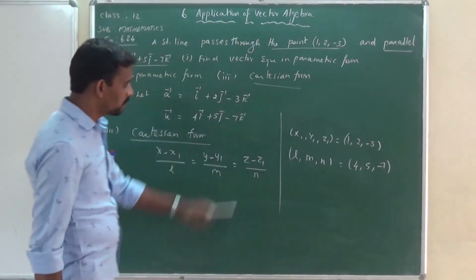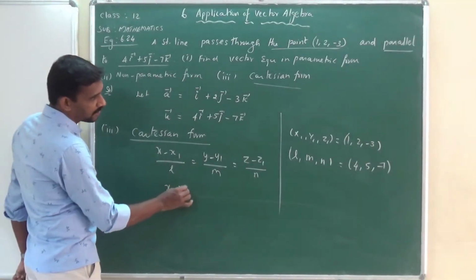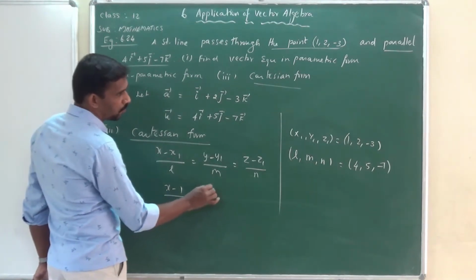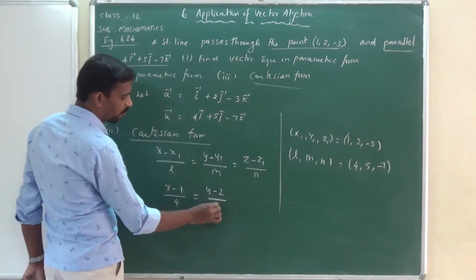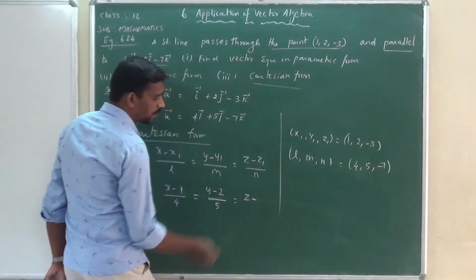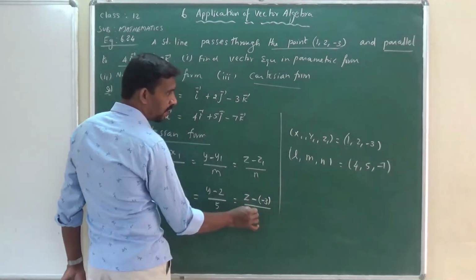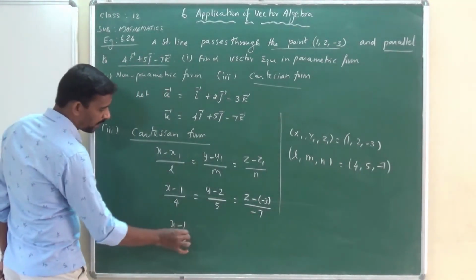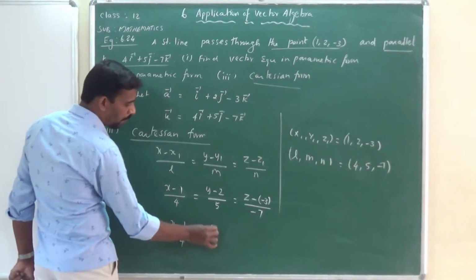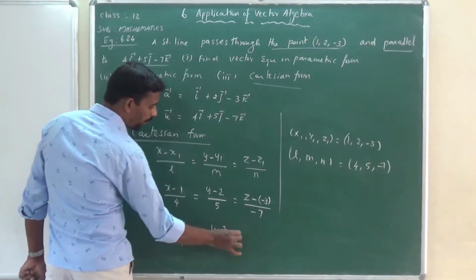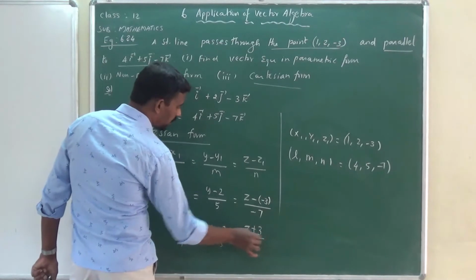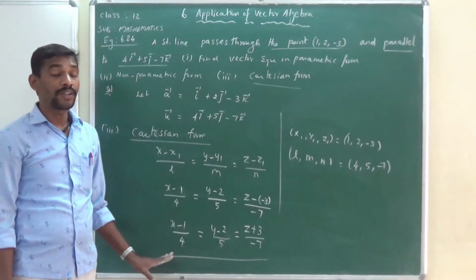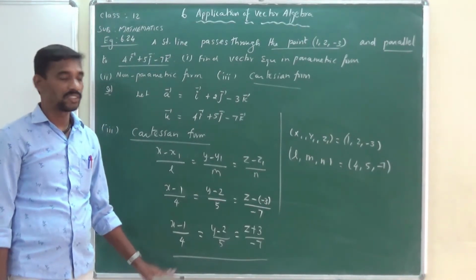Now just see what we apply here. x minus x1, the value 1, so x minus 1 divided by 4, which is equal to y minus 2 divided by 5, which is equal to z minus 3 divided by minus 7. Here, minus 7 minus 3, what will come? Plus. So x minus 1 divided by 4, equals y minus 2 divided by 5, equals z plus 3 divided by minus 7. So this is the required Cartesian equation of the line.